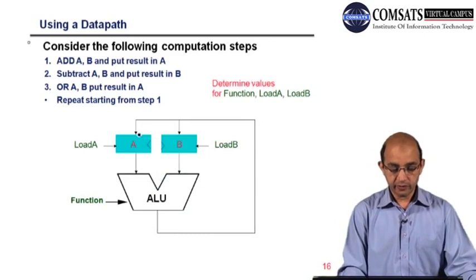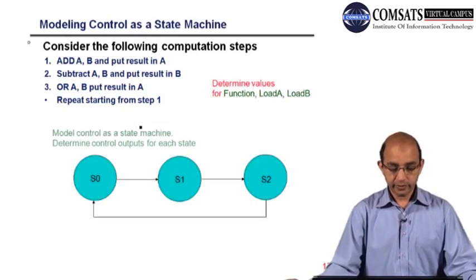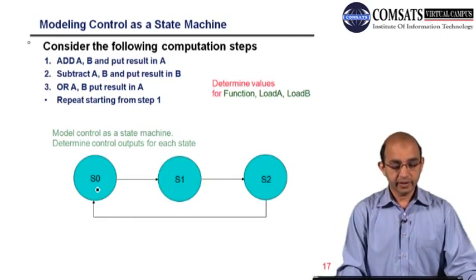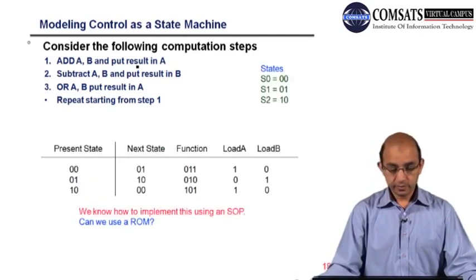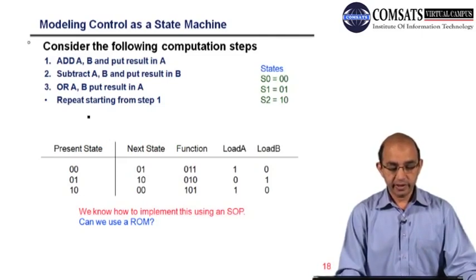So again here we have a loop. Here again you can see that this is sort of feedback in order to obey this repeat starting from step 1. So now I'm here at S0, which represents add A, B and put the result in A. Here I have the function table, so you can see that I have to represent those same instructions.